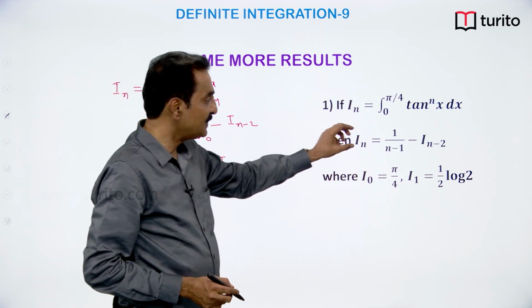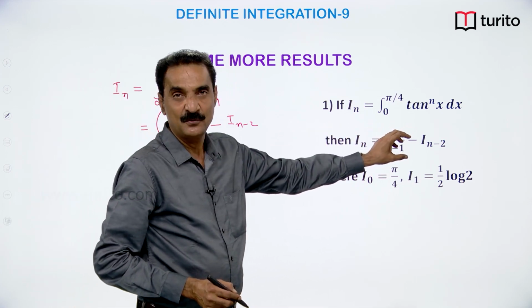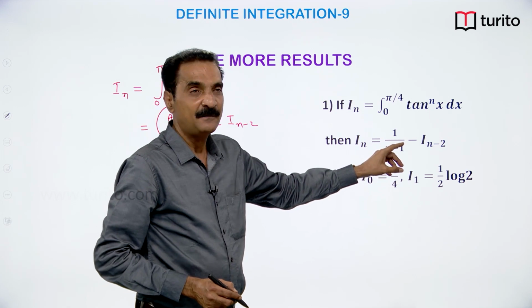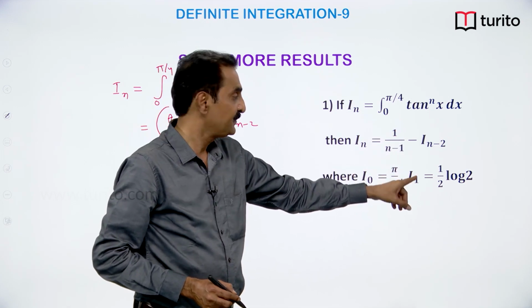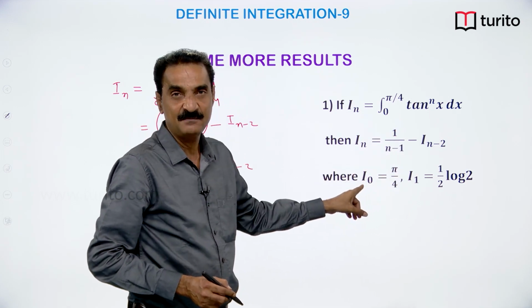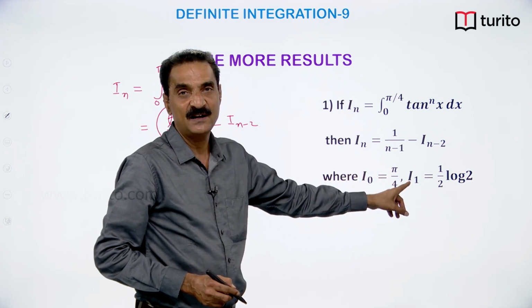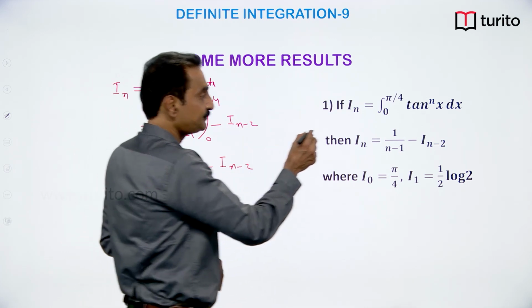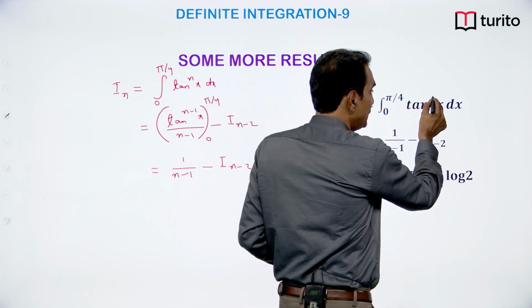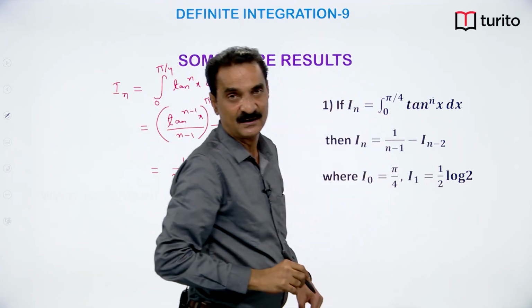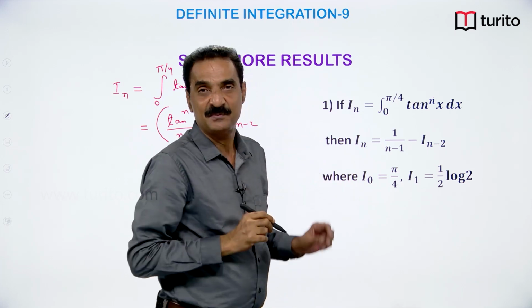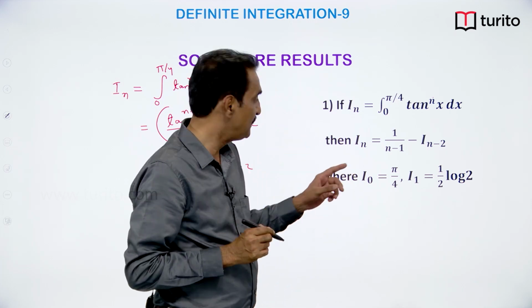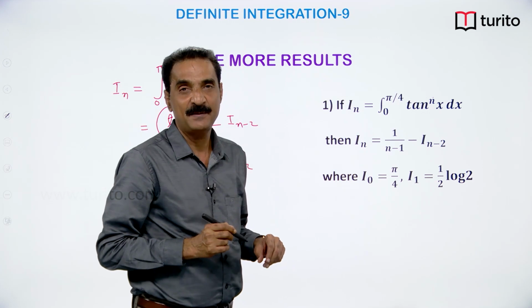If you go on reducing the value of n by 2 using this formula, finally if n is even, you will get I naught as the last term. If n is odd, you will get I1 as the last term. What is I naught? If n is 0, then tan power 0 x is 1. The integral of 1 dx between limits 0 and pi by 4 is pi by 4. I naught is pi by 4.